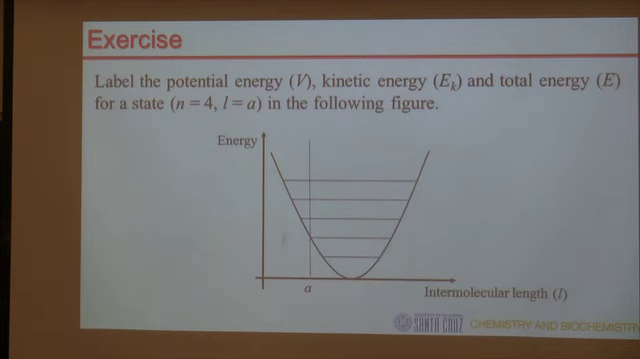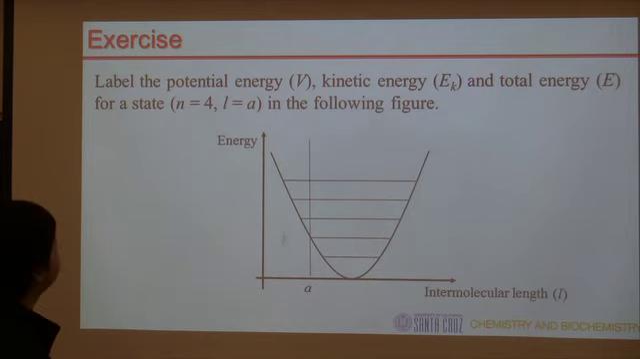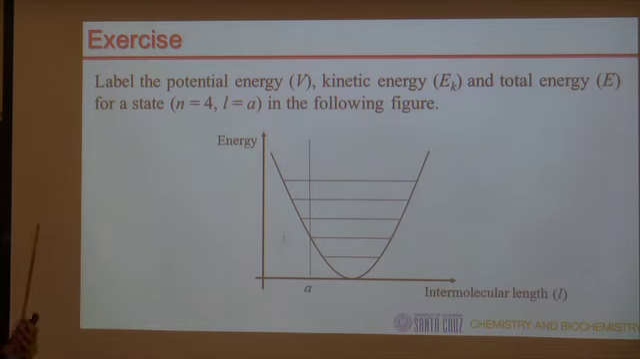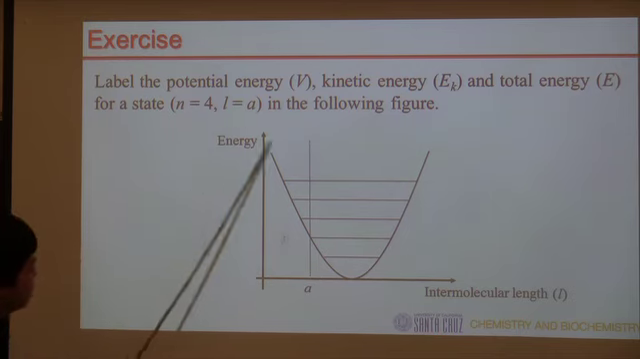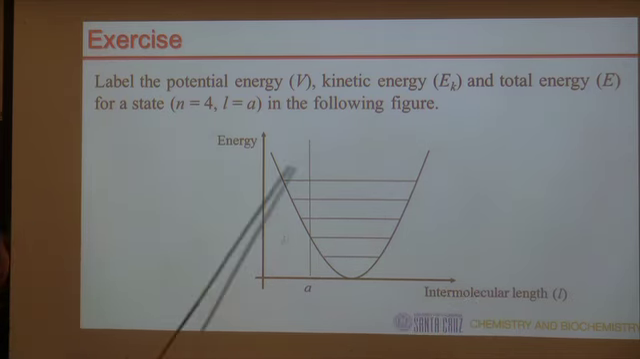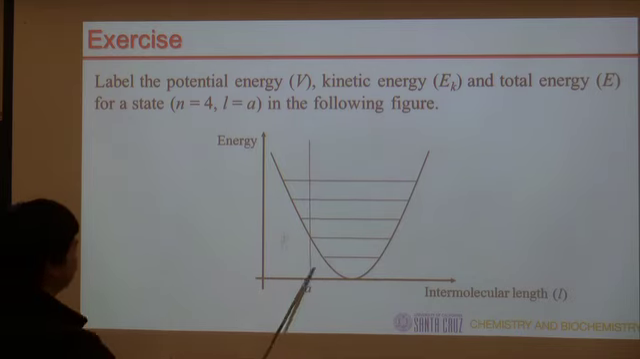Let's do one exercise. Please label the potential energy, kinetic energy, and the total energy for a state with quantum number n equals 4, and this intermolecular length equals A in the following figure. So now it's not the separation, it's not the length, so actually the figure shifted a bit, but it's still the same shape. So here is the location L equals A from this location.